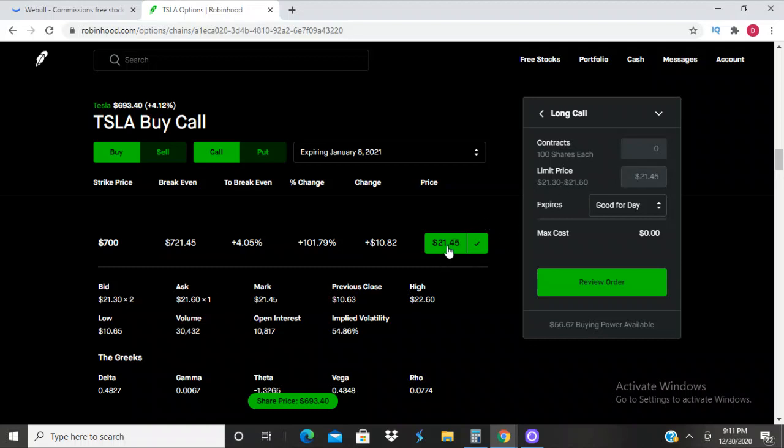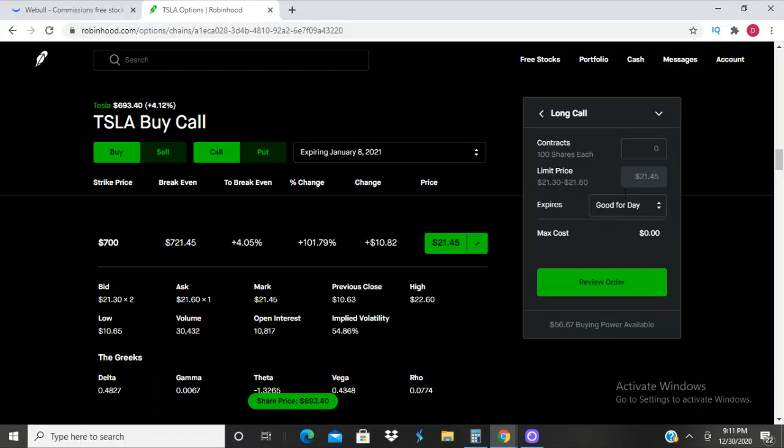Now this price here is the mid price in between these two prices. So whatever the bid price is and the ask price is, Robinhood automatically gets the middle price, and that's what it puts the contract at. So if you wanted to buy the contract for market value, this is the market value price right here. This is how much you would be paying.